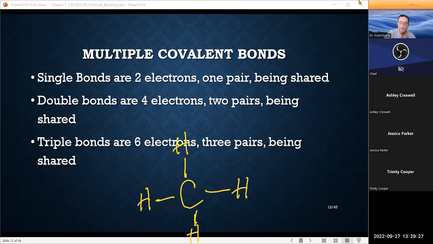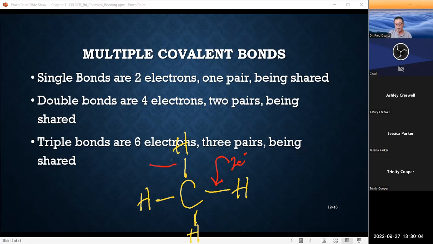If we look at that bond right here, those 2 electrons are being shared. We'll talk about equal sharing and non-equal sharing here in a bit. Those 2 electrons are being shared with a carbon and hydrogen. And so I can count those 2 electrons toward the hydrogen and count 2 electrons toward the carbon. So there's 2 of them. Hydrogen's okay. It's shared now. You've got 2 electrons around it.